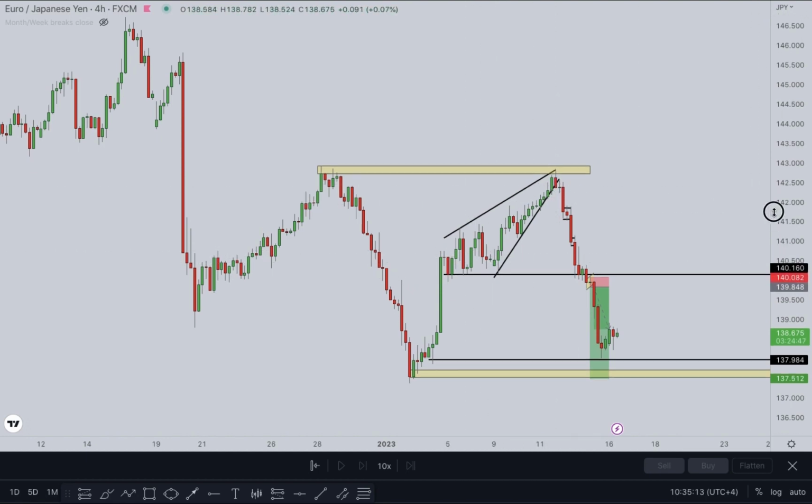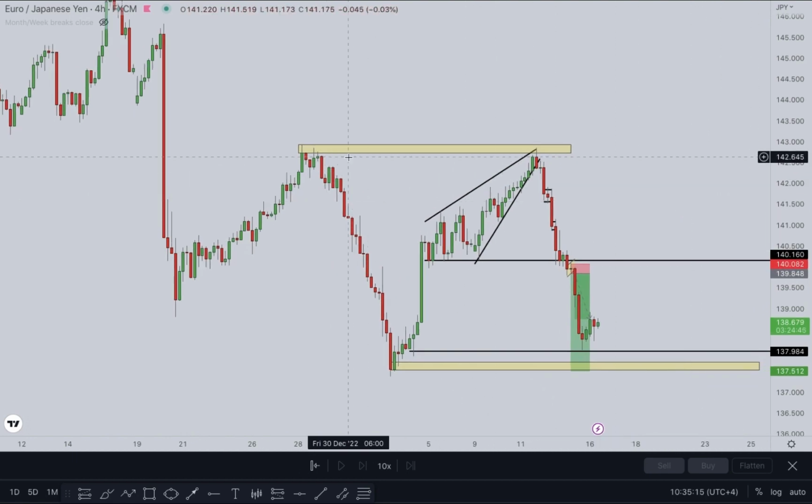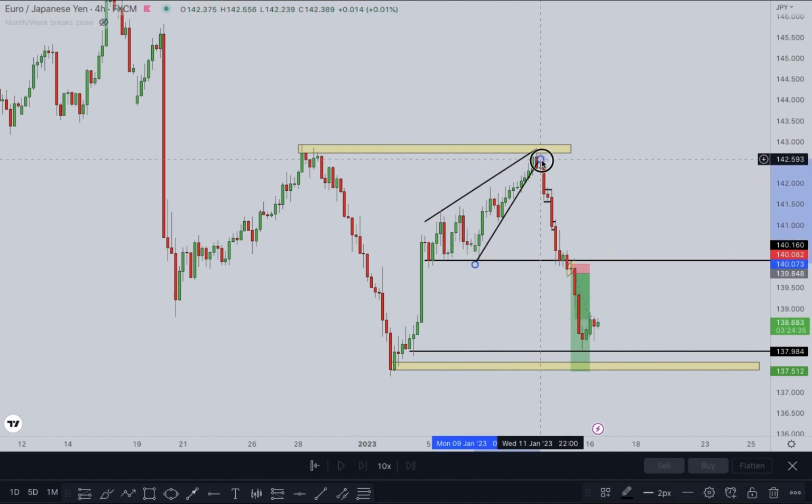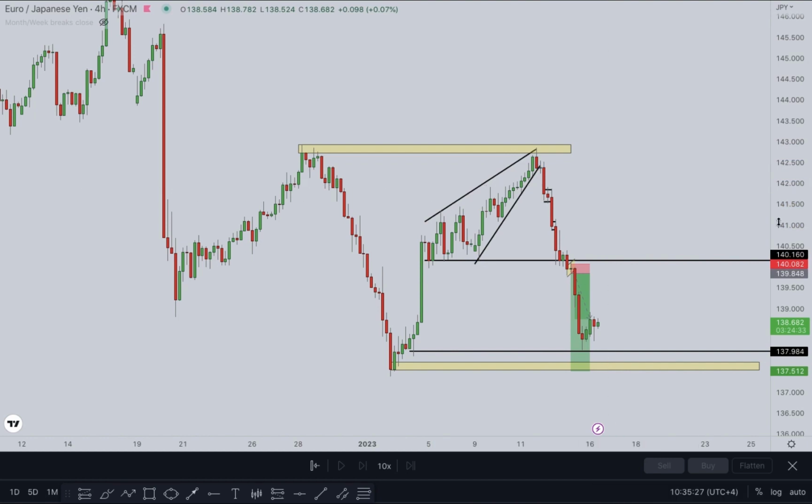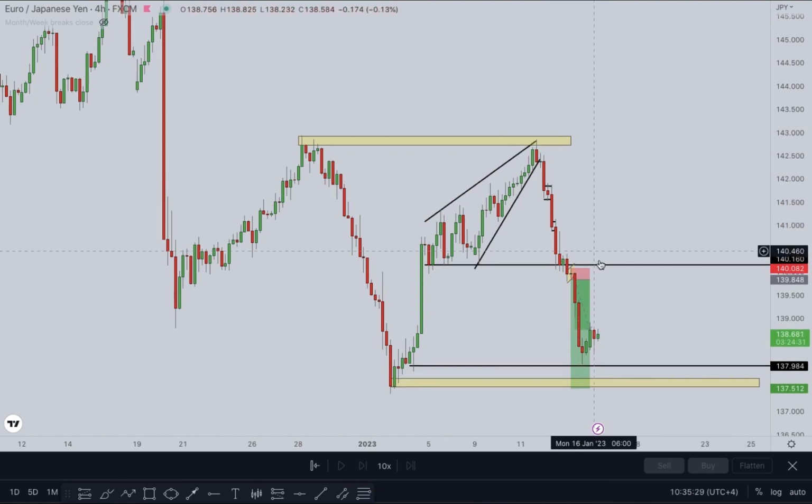I always say whenever you have a resistance or a support level, you need to focus on how price is getting there. Are we getting there impulsively like this, or are we getting there correctively? You can see this was a nice corrective structure. And if you understand patterns, this is also a rising wedge pattern that can possibly break to the downside, right?